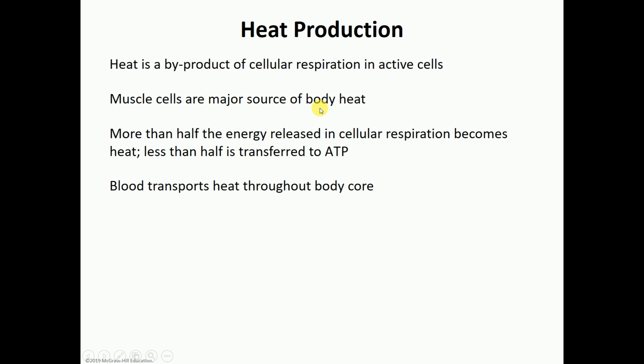The muscle cell that produces most of the body heat is actually the cardiac muscles. And that makes sense because the blood is right there inside of the heart. And then the cardiac muscles are contracting all of the time, producing a lot of body heat, producing thermal energy. And that energy will be distributed through the bloodstream to the rest of the body.